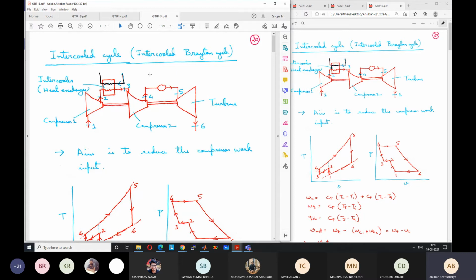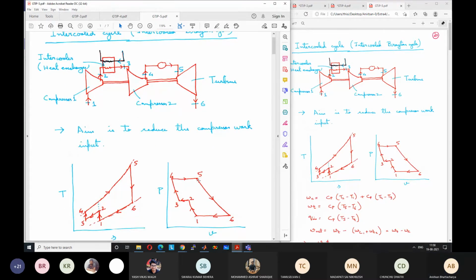Obviously this is not possible for jet engines. It is for industrial gas turbines, because you have to continuously pass the cooling fluid. The cooling fluid may come from some source at normal, say room, temperature.